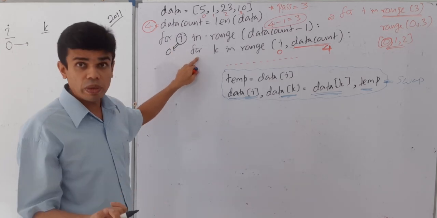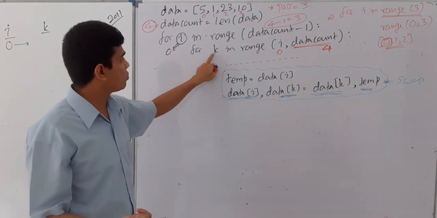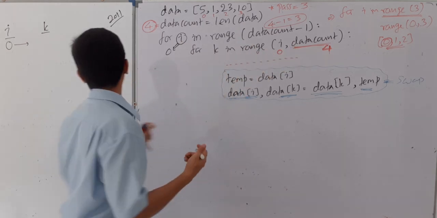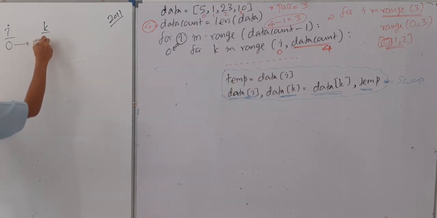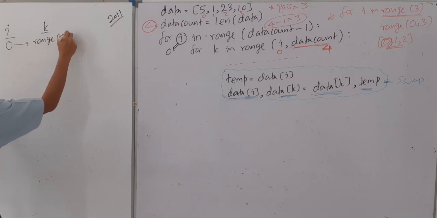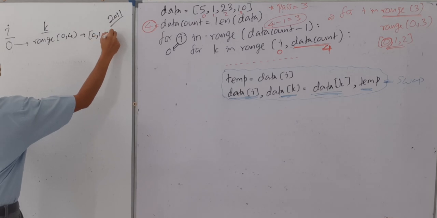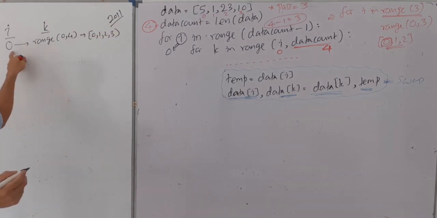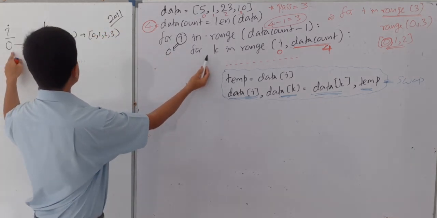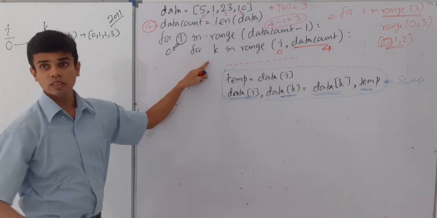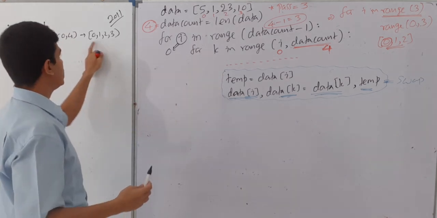After that, another loop is met. That is going from k in range i. i means 0 to 4. So this is going to say go from range 0 to 4. So it has values 0, 1, 2, 3. So then when the i value is 0, this loop is repeating for how many times? 1, 2, 3, 4 times. This is going to be repeated for 4 times along with these values.